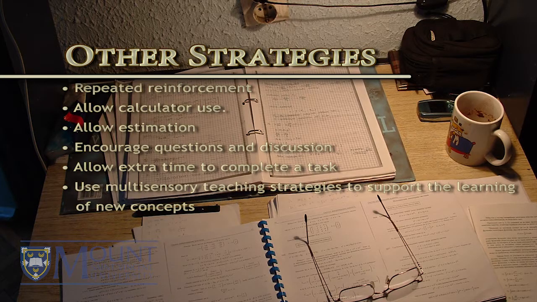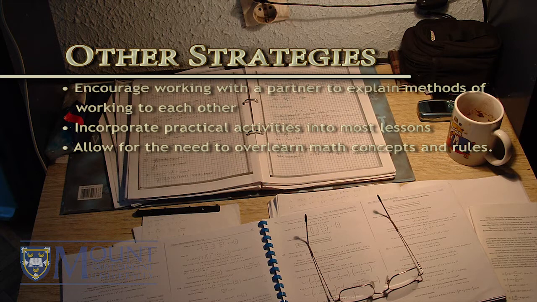Other strategies that are useful when working with students with dyscalculia are repeated reinforcement. Allow calculator use. Allow estimation. Encourage questions and discussion. Allow extra time to complete a task. Use multisensory teaching strategies to support the learning of new concepts. Encourage working with a partner to explain methods of working to each other. Incorporate practical activities into most lessons. Allow for the need to overlearn math concepts and rules.